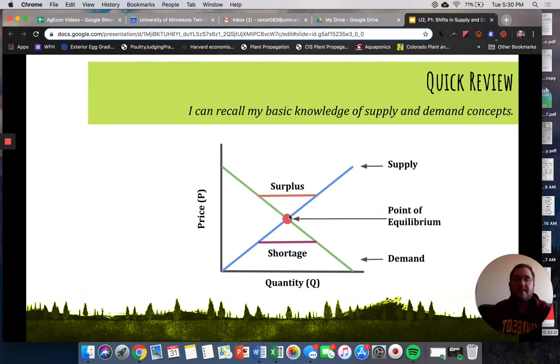So those are the 7 basic elements of a supply and demand graph that I asked you to include. Hopefully you remembered those, and if you didn't, that's okay. That's why we review, that's why we look back on concepts and apply them to one another.